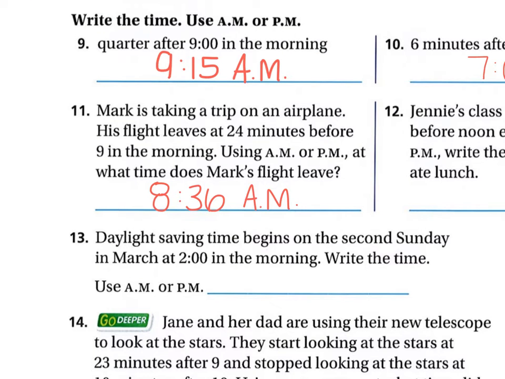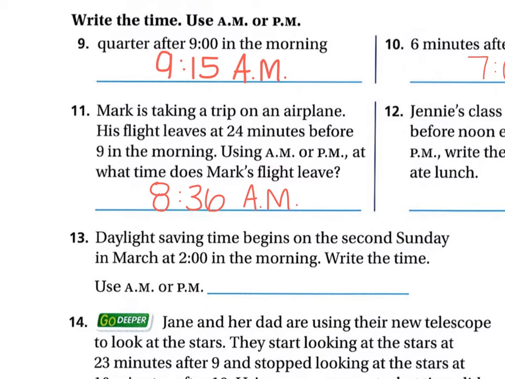The answer to number 11 is 8:36 a.m. To get that, you needed to pay very close attention to this right here. 24 minutes before 9 in the morning. Because it says before 9, I know I want to set my Judy clock to 9 o'clock, and I'm going to count backwards because we're not yet at 9, we are before 9. So automatically, you should know that if it's before 9, we are in the 8th hour. So it's 8. And then to figure out the minutes, you could use your Judy clock and you could count back 24 minutes.